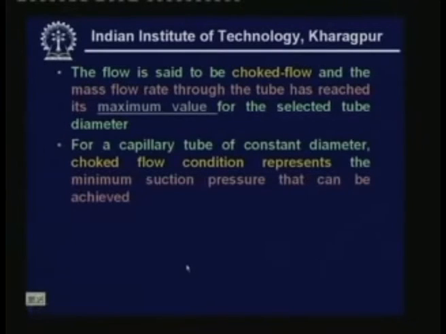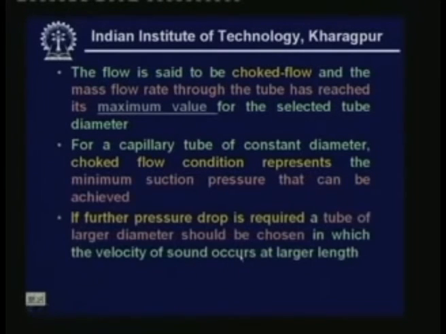So for a capillary tube of constant diameter, choke flow condition represents the minimum suction pressure that can be achieved. And if further pressure drop is required, a tube of larger diameter should be chosen, in which the velocity of sound occurs at a larger length. So let me once again repeat this. To start the selection procedure, what we have done is we have assumed some diameter, and we started calculating the required length.